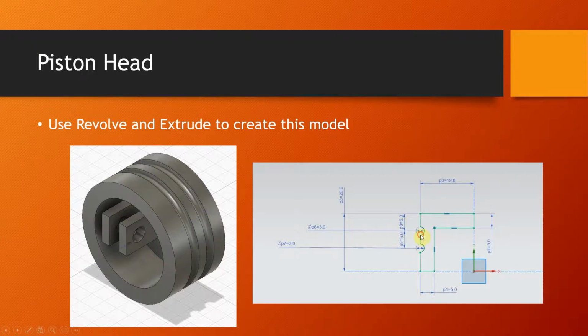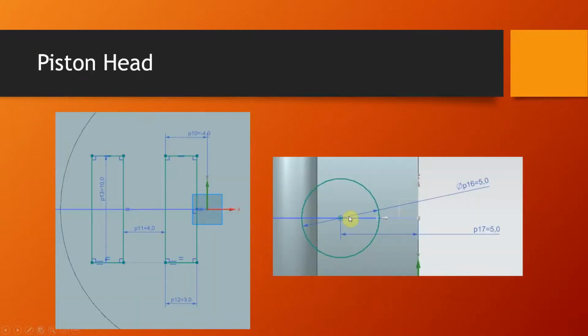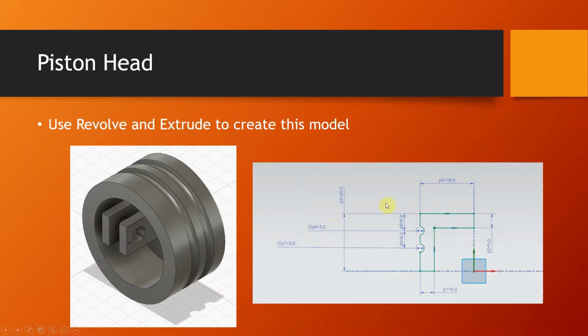Okay, now we also have two more sketches. So this sketch on the left is for the tabs, and then the sketch on the right is for the hole that will have to go through the tabs. Okay, so what I'll do here is I'll actually jump into Fusion and start up this drawing right here.